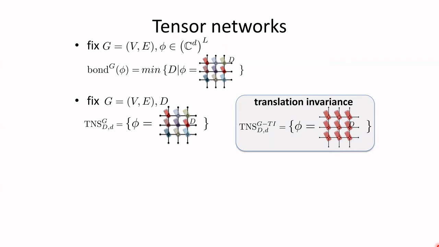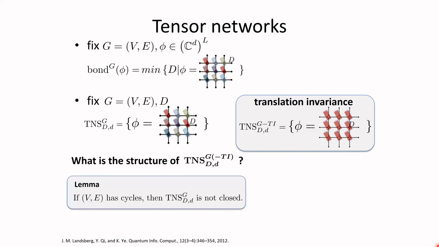So we're only allowed to choose a single map, and this has to be rolled out on the whole graph. And then we would be interested in the structure of this set TNS_G for fixed bond dimension. So what kind of states are contained in there? One result by Landsberg and co-workers is that if the graph that we fix has cycles, then the set is not closed. And we are interested here in the question, what kind of states are on the boundary, and can we use this to parameterize the states that we can encounter there?